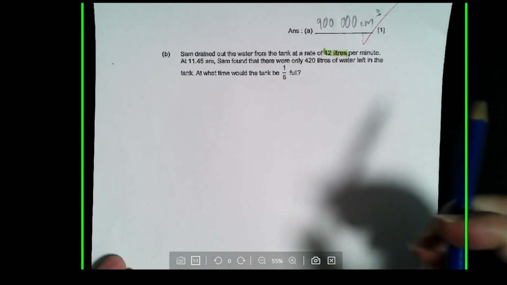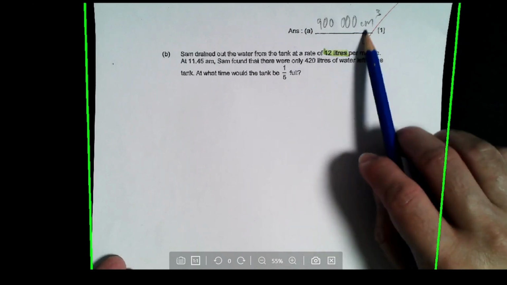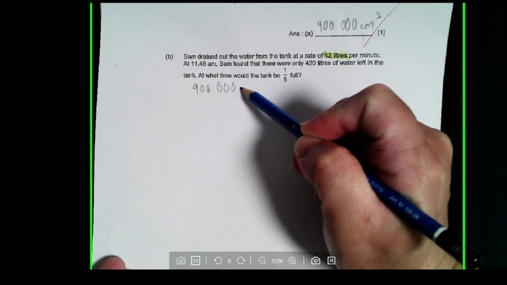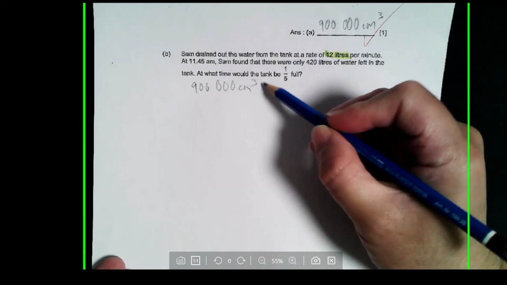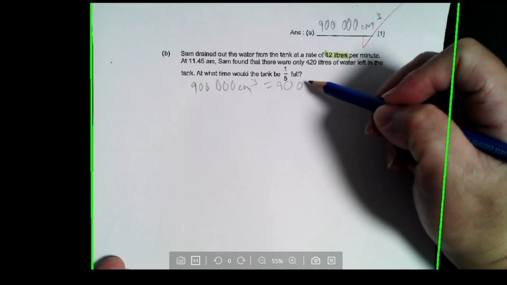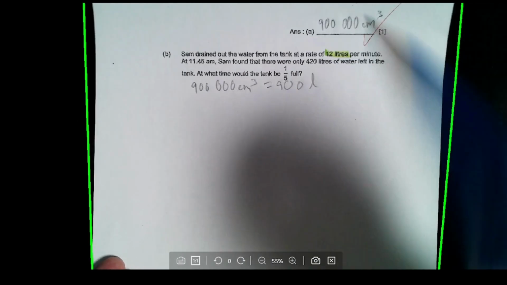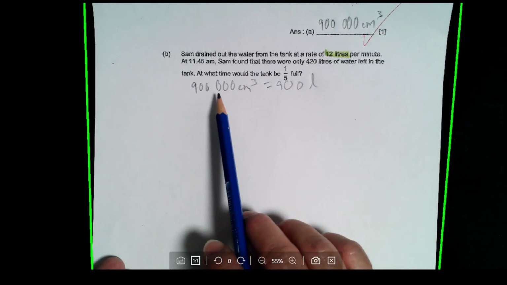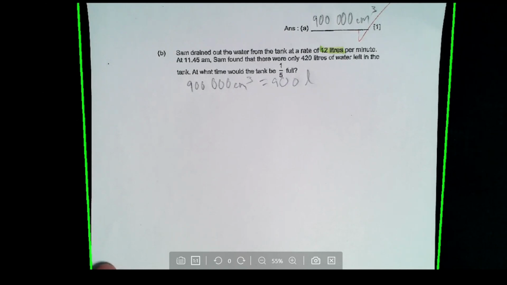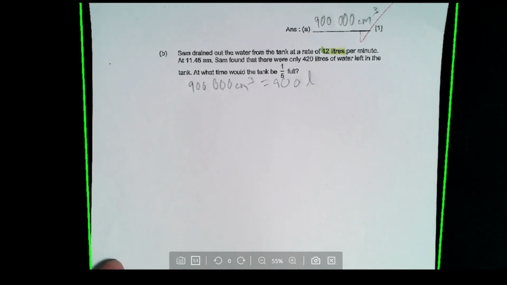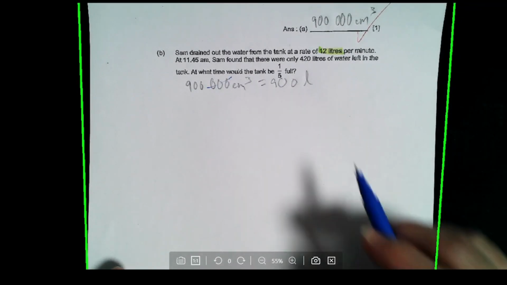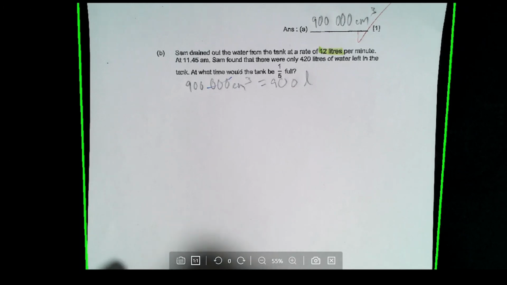Okay, so the first thing is we change the volume of the tank to liters. 900,000 cubic cm is equal to 900 liters, right? Divide by 1,000, so 900,000 divided by 1,000. So very simply, slash 3 zeros, right? And you get 900 liters. Very simple.